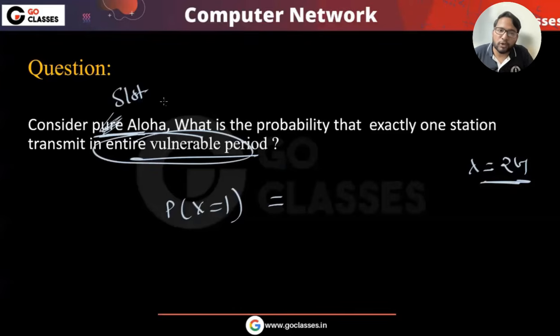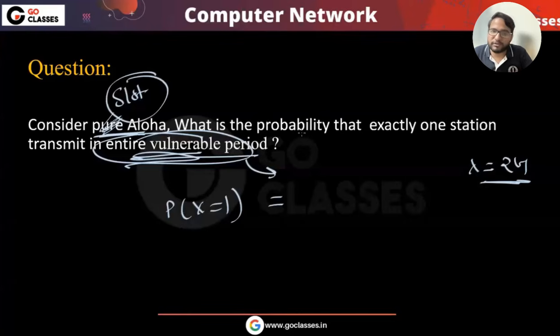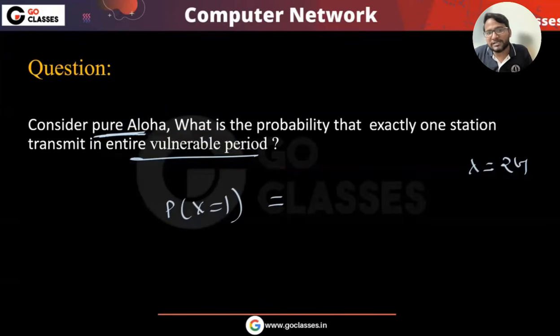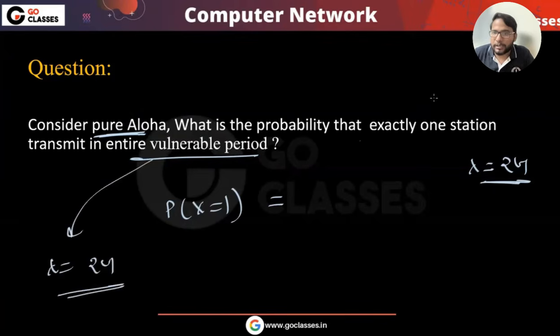So if they are saying slotted Aloha and entire vulnerable time, then do you need to modify the lambda? No, right? If they are saying entire vulnerable time in the slotted Aloha, this is the same time frame, which means the vulnerable time here is just TT. So you do not need to modify the lambda. But if they say pure Aloha and entire vulnerable time, then yes, the lambda will be 2G.